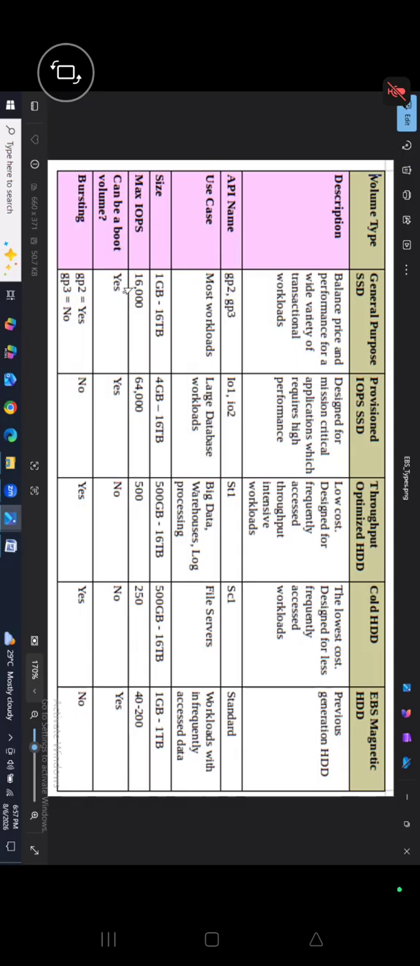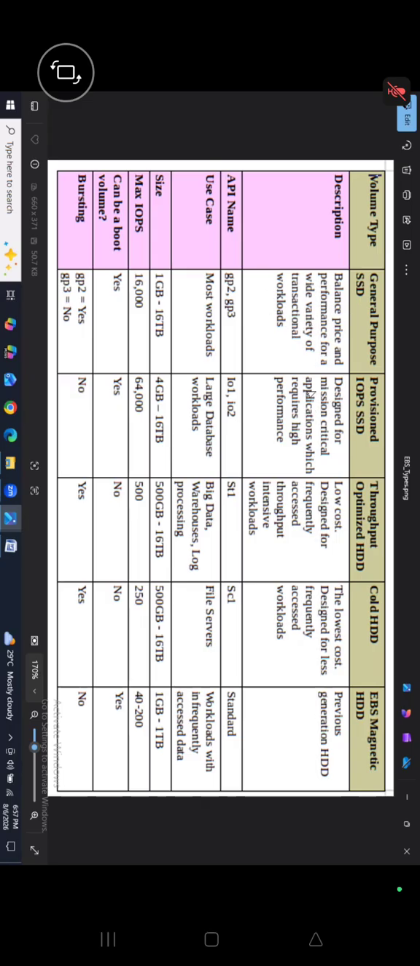Yes, it is a boot volume, right? Burst means GP2 having burst, GP3 doesn't have. Bursting means we are going to get some performance issue if you are storing a huge volume. But GP3 having good performance, we are not going to get any kind of issues. So I hope you got it, guys. Yes, no. About general purpose SSD.